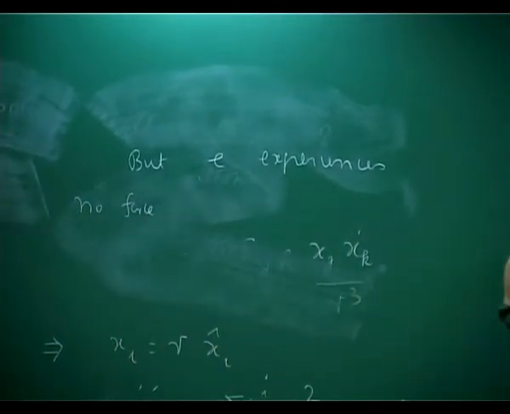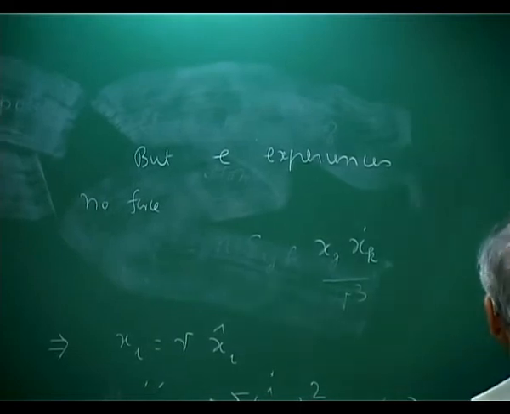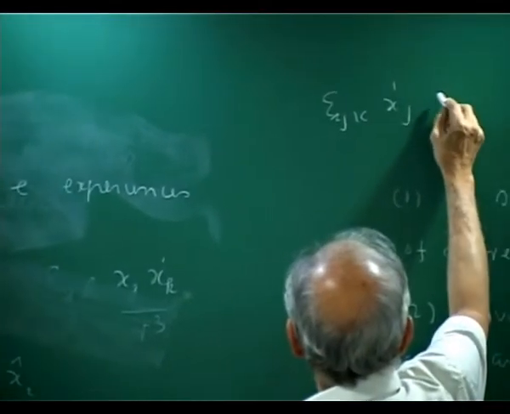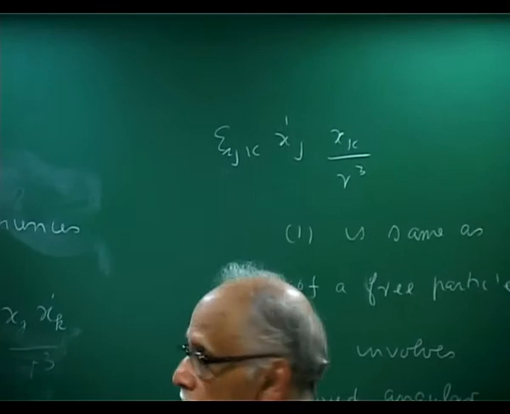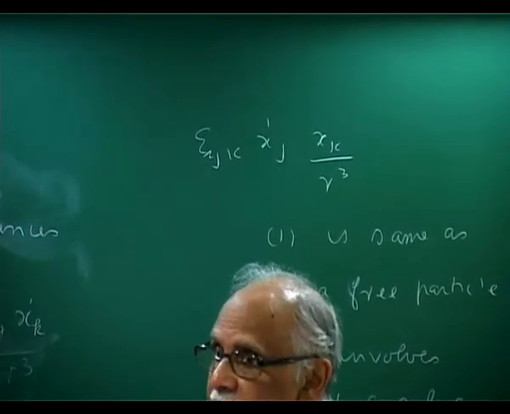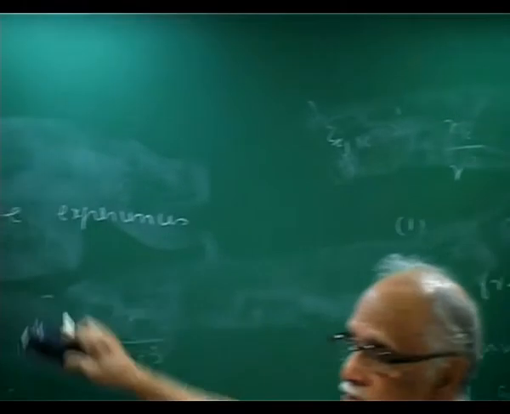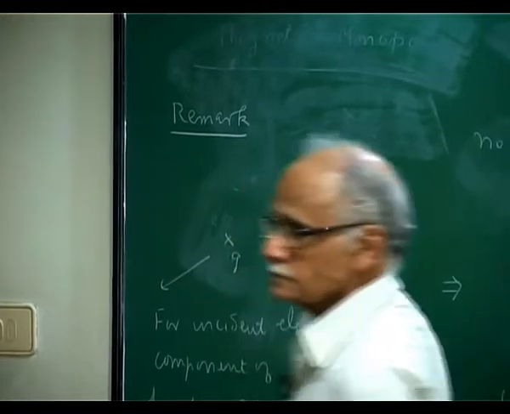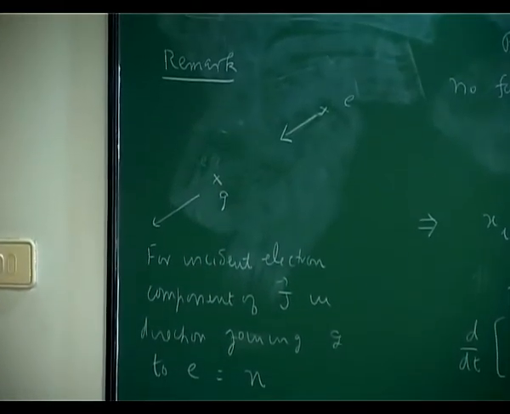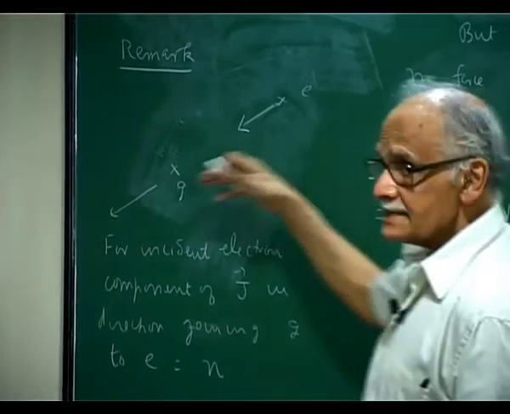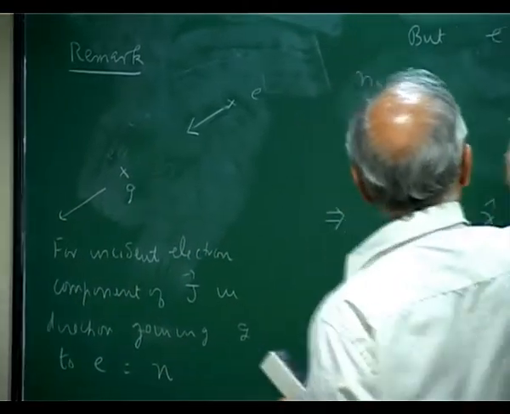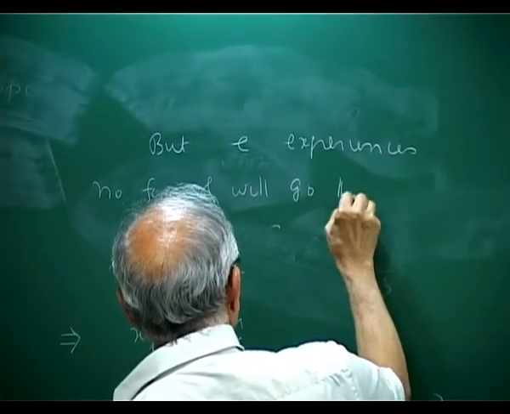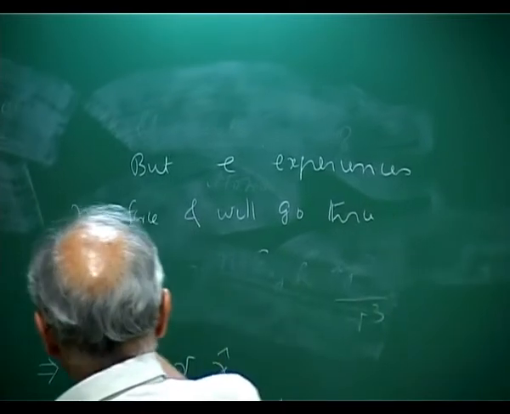right, this force term, in the equation of motion you had this epsilon ijk xj dot xk over r cube, right. So here position and velocity are parallel, so there is no force. So the electron will go right through classically to the other side. It will go through the monopole and emerge on the other side.